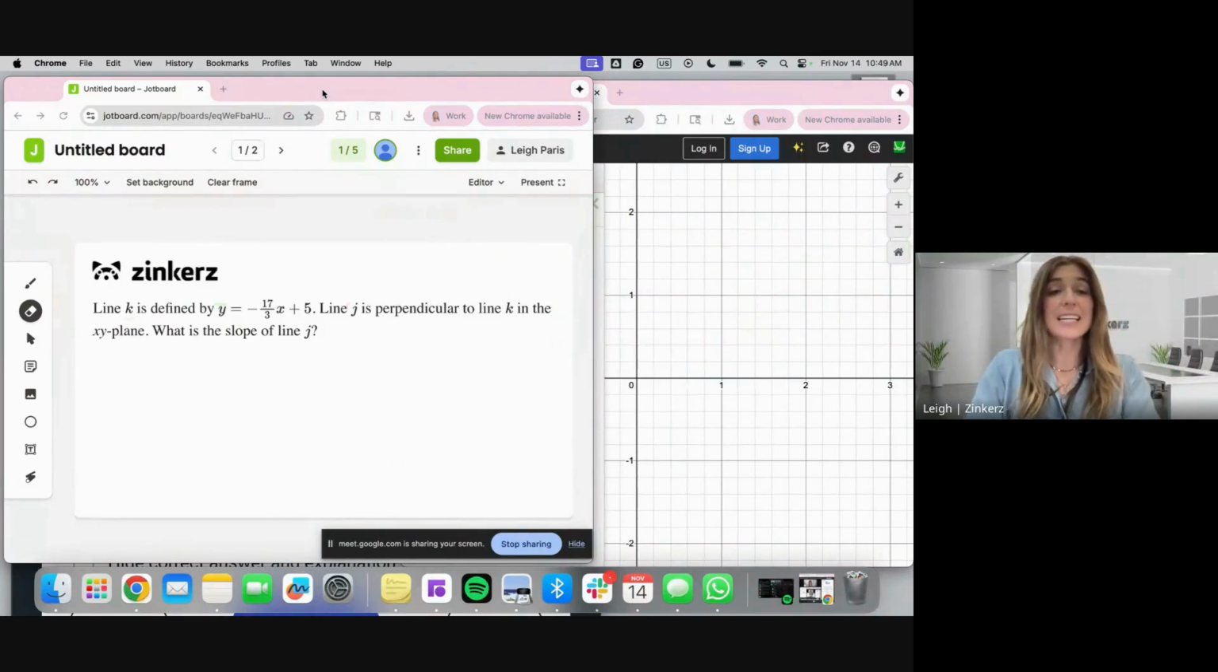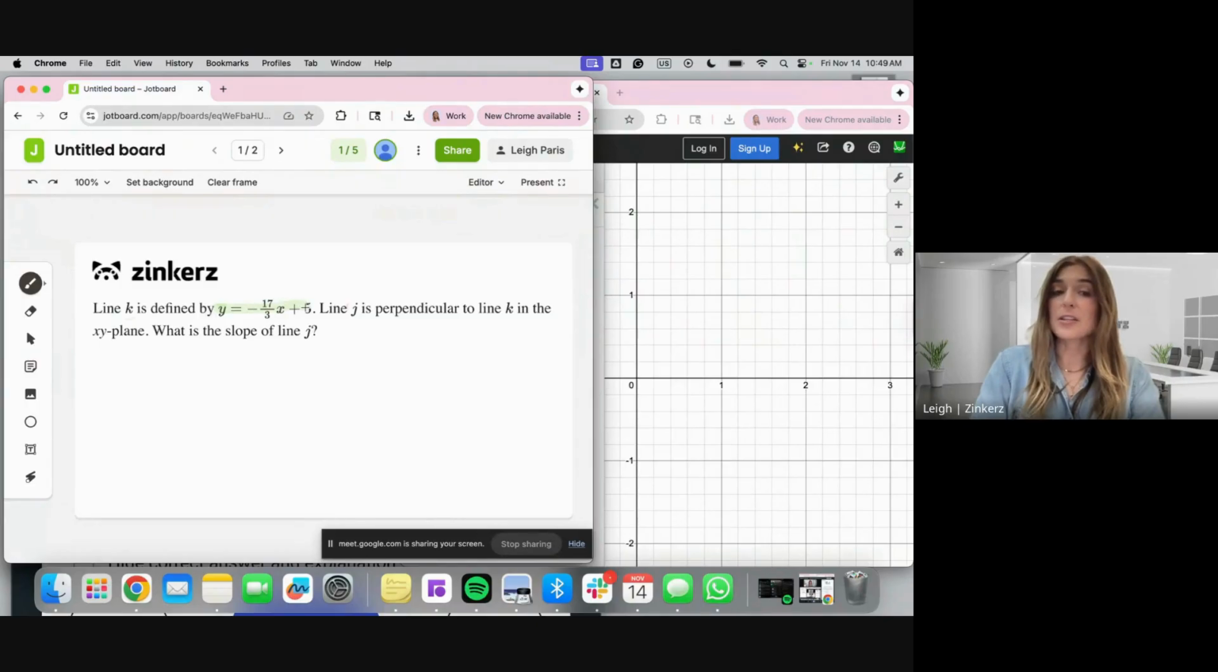Today we're going to look at an SAT problem that has to do with perpendicular lines on the coordinate plane. This specific problem is saying we have a line K that's defined by the equation y equals -17/3 x plus 5. Then it says there's another line J that's perpendicular to K. We are being asked to find what the slope of line J is.